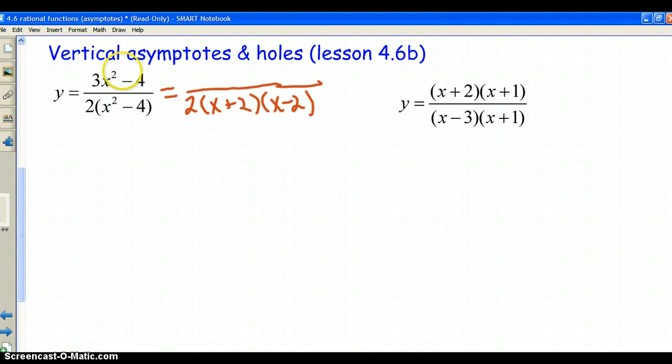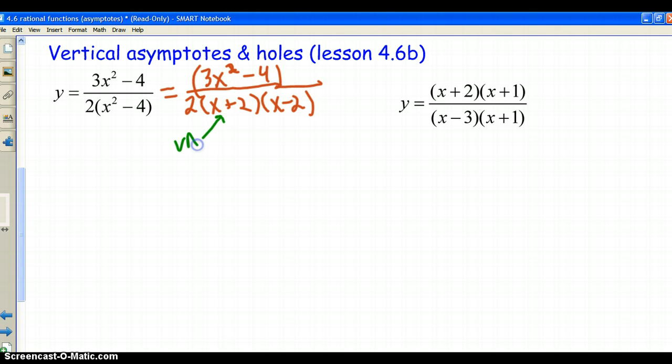And up top, does that factor? Let's see. Is that a difference of squares? Well, no, I don't think so. 3x squared minus 4 doesn't really factor, so I'm just going to leave it as 3x squared minus 4. Nothing cancels.